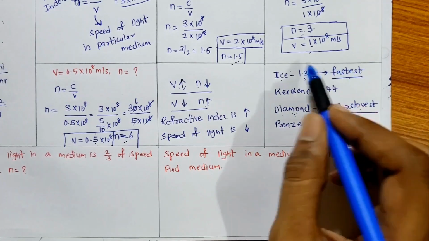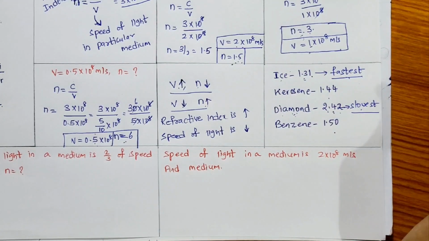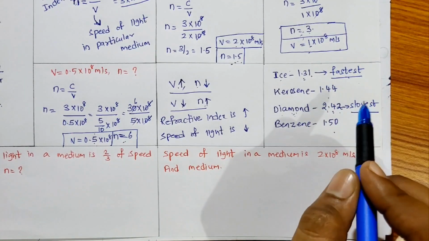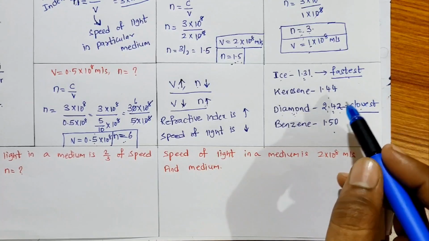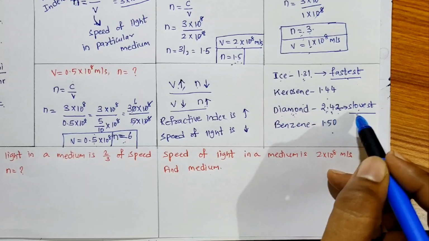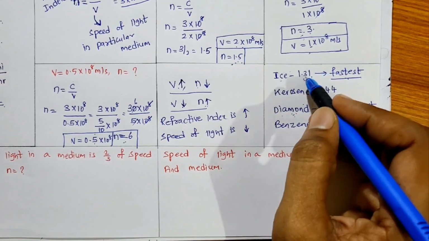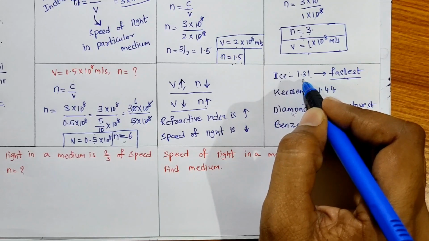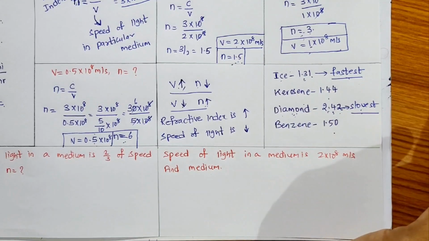Like this, they will give four mediums and ask you to find in which medium light can travel fastest, in which medium light can travel slowest, which medium has maximum optical density and which has minimum optical density. I'll repeat once again. If the refractive index is more, optical density is more and the speed of light is very slow.